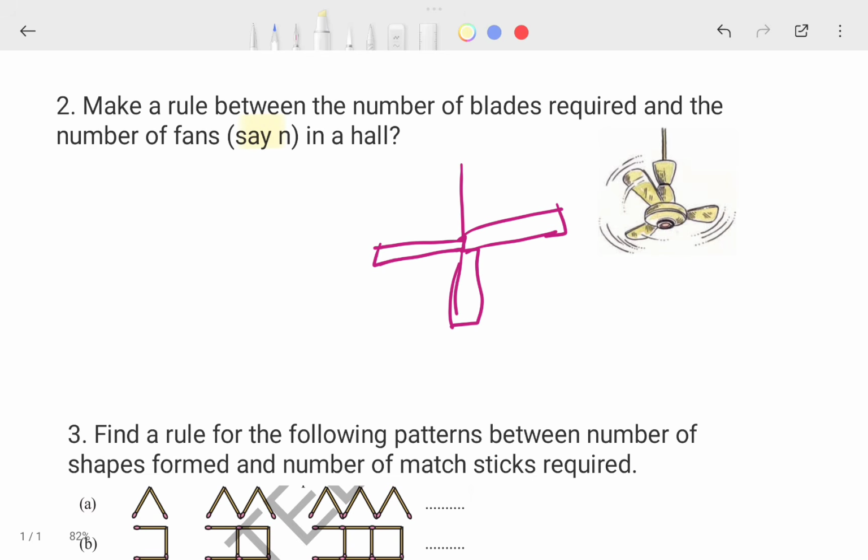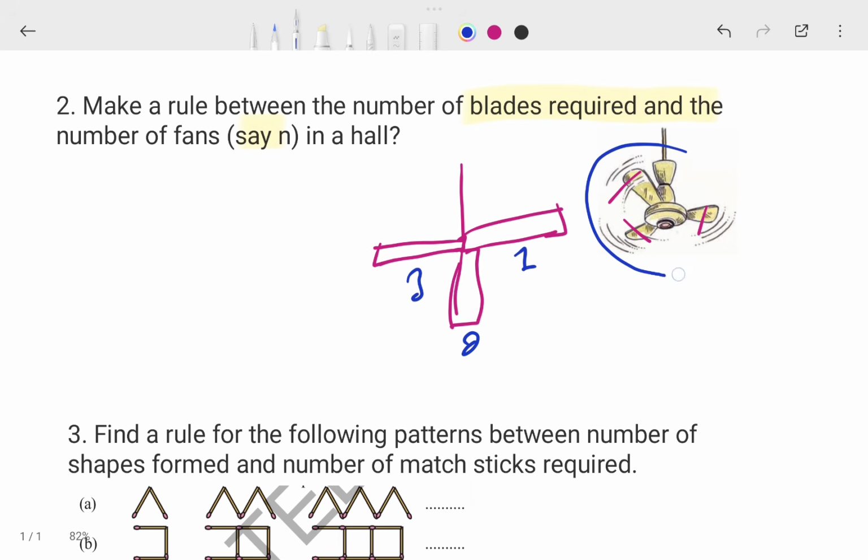So you can tell me how many blades are there here. If you count, how many blades are there? 1, 2, 3. You can count from here, this is 1 blade, this is 2, this is 3. So 3 blades are there. So this question is telling us to make a rule between the number of blades required and the number of fans n. Now this fan has 3 blades.